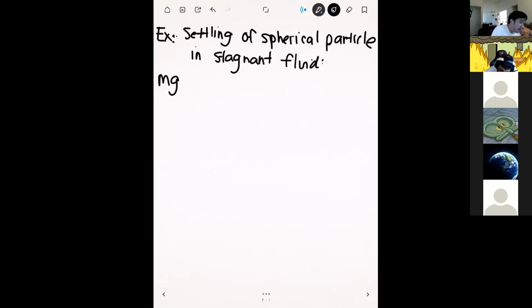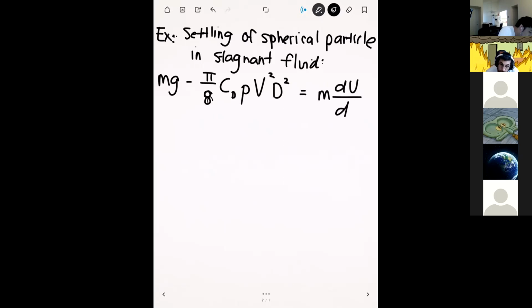So first we have the mass times the gravity minus pi over 8 times CD times rho times velocity squared. This rho right here is density, and V is velocity, times the diameter of the particle squared, is equal to mass times the acceleration. So the acceleration is dV/dt. There are a lot of terms here, so let's go ahead and define everything.